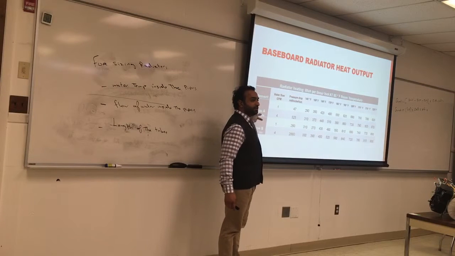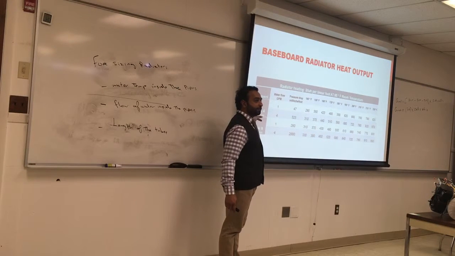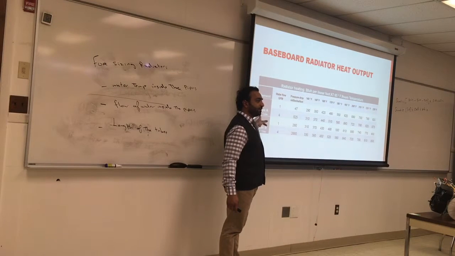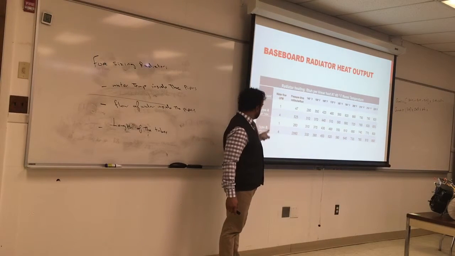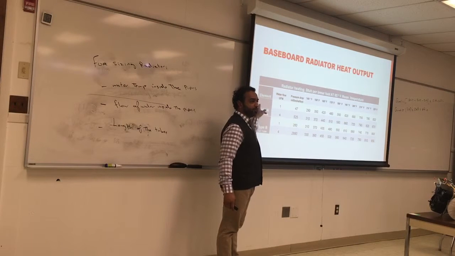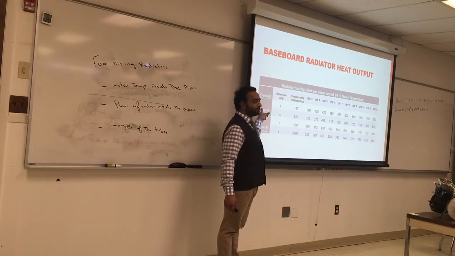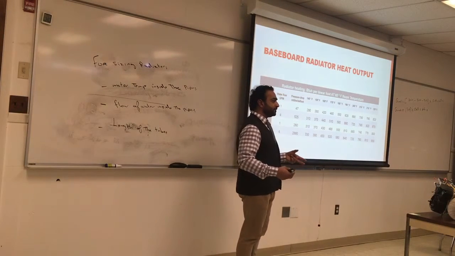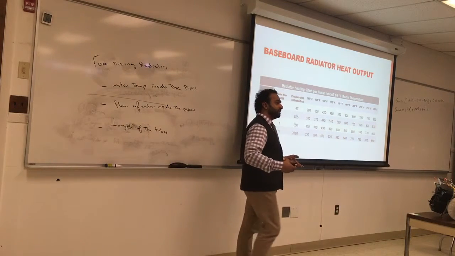The first thing we see here is the tube size inside the radiator. Type A, 3/4 of an inch. Type B, 1/2 inch. I've seen both. Which one is more common? Type A is more common, because the larger the tube size, the more surface area you'll have to displace the heat.